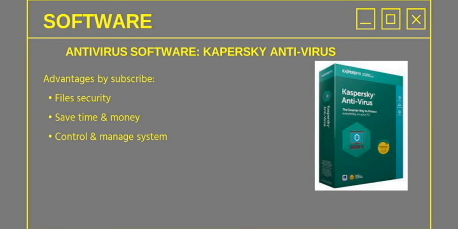Now we move to antivirus software. Antivirus software is a program or application that is designed to detect, identify, and remove software viruses as well as other harmful software such as Trojans and adware. We suggest Ruby Record Center subscribe to Kaspersky antivirus to protect the documents from destruction by malware. This software will control and manage their system and secure their files. They also will save their time and money by subscribing to this software.